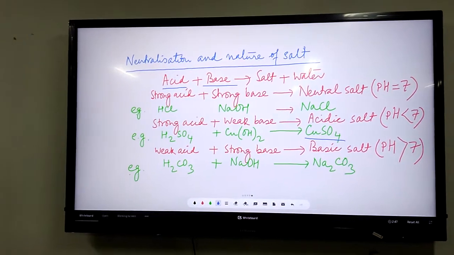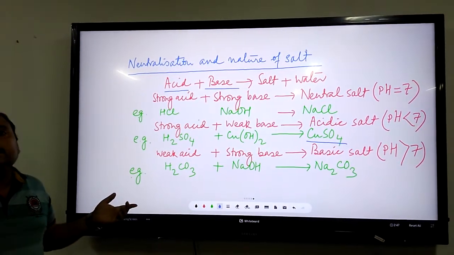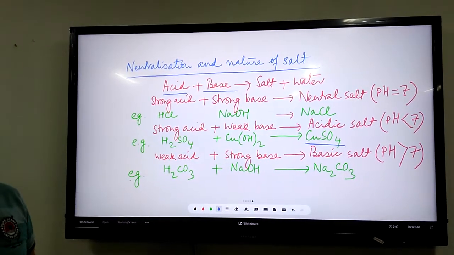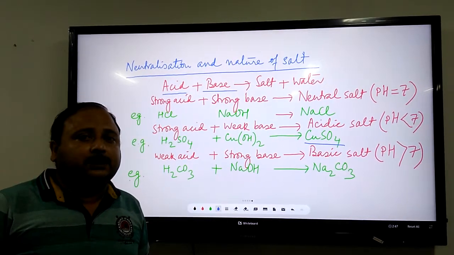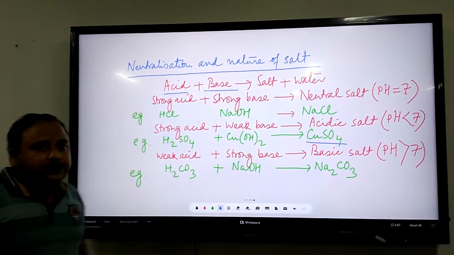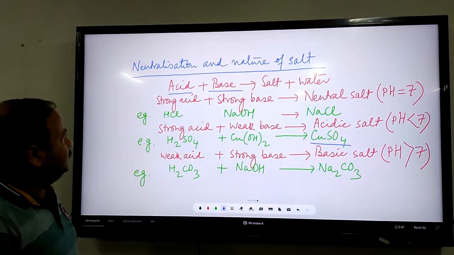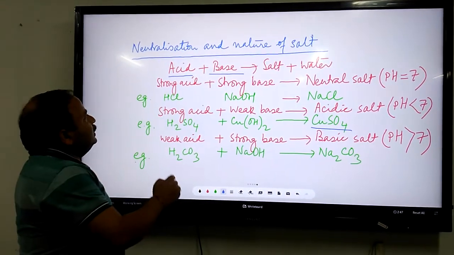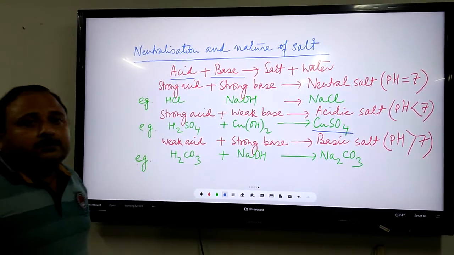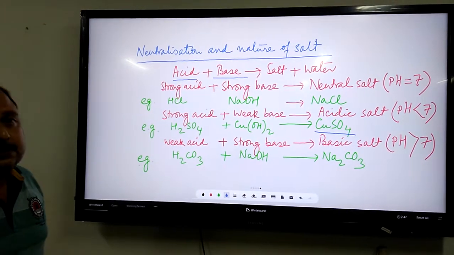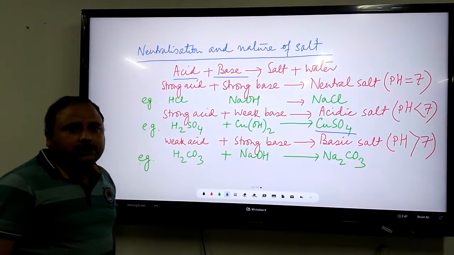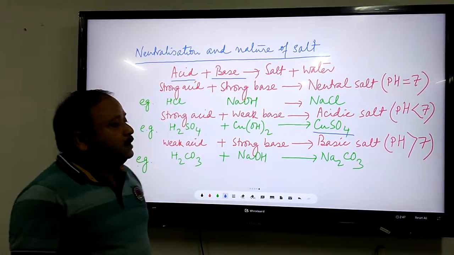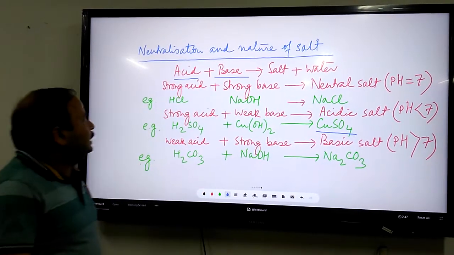Next, neutralization and nature of the salt. You know that the reaction between an acid and a base produces salt and water. This type of reaction is called neutralization reaction. Here you can see salts are formed by the neutralization reaction under different conditions. Some salts may be neutral, some salts may be acidic, some salts may be basic. How will you understand that?